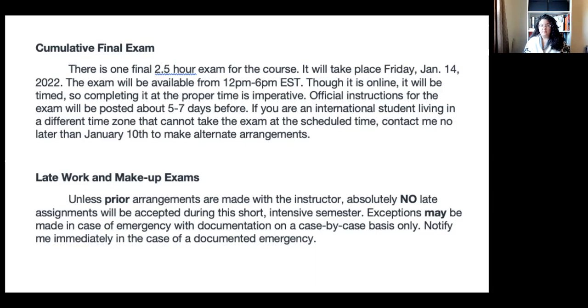arrangements. And then again, unless prior arrangements are made, and those arrangements really would have to be something special, something crucial, something documented, no late assignments will be accepted during this short intensive semester. I will occasionally make exceptions. Obviously emergencies happen, if you're in an ambulance because something happened and you're in the hospital, that's a different situation. But I do require documentation.